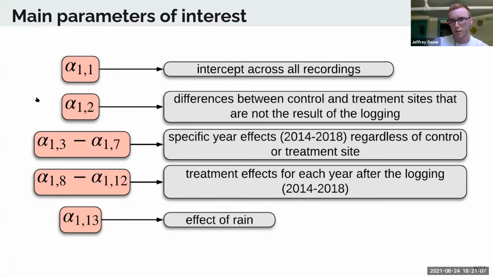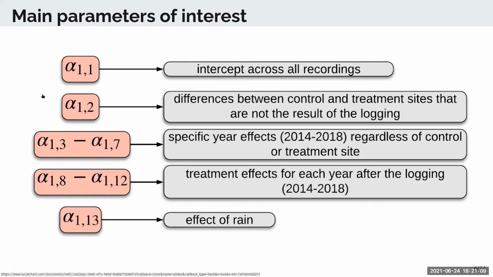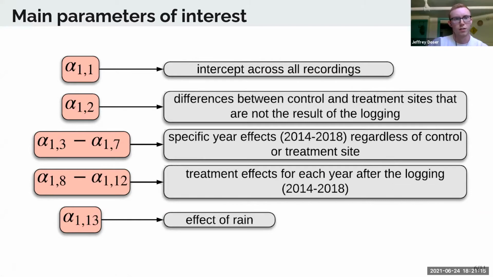We then had a distinct parameter that allowed us to assess the differences between the control and treatment sites that were not a result of the logging and just a result of differences between these locations. We then estimated a set of parameters that accounted for shifts in the soundscapes in this region that weren't a result of the shelterwood logging.